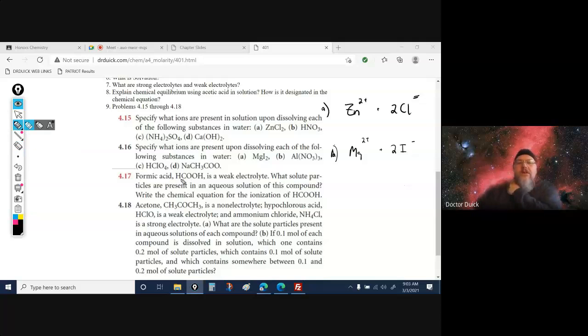Formic acid, HCOOH, is a weak electrolyte. You know what formic acid is? You ever been bit by a fire ant? It hurts. Like out in Georgia, they got fire ants. It sucks, all right? And these things have formic acid in it, and it burns, right? It's a weak electrolyte. What solute particles are present in aqueous solution of this compound? What's the chemical equation for the ionization of HCOOH?